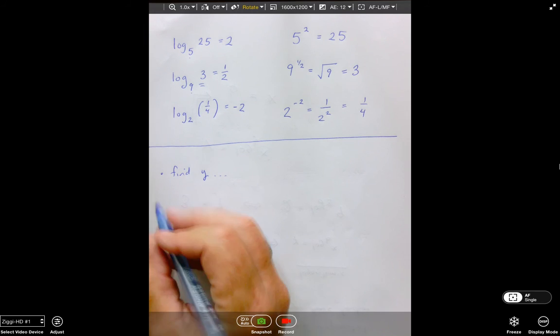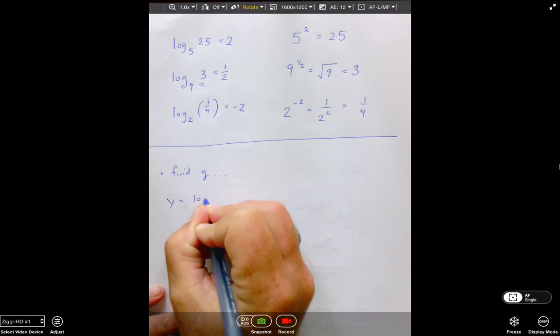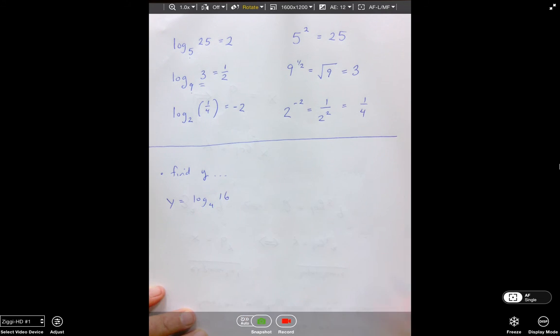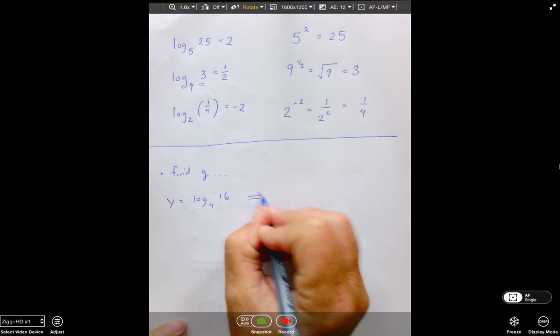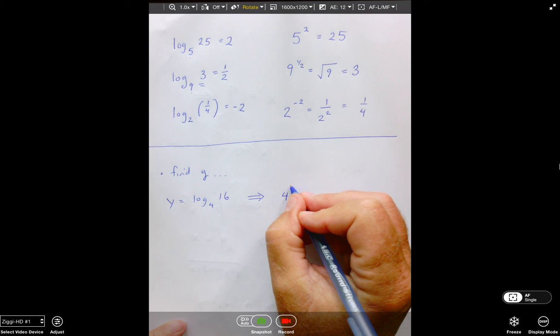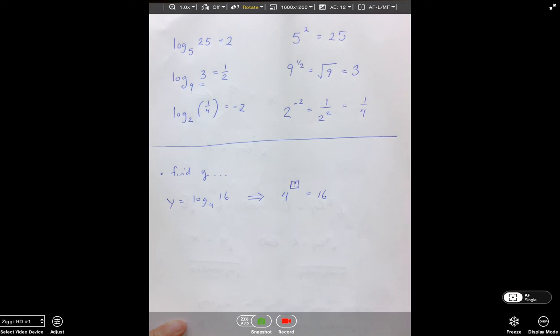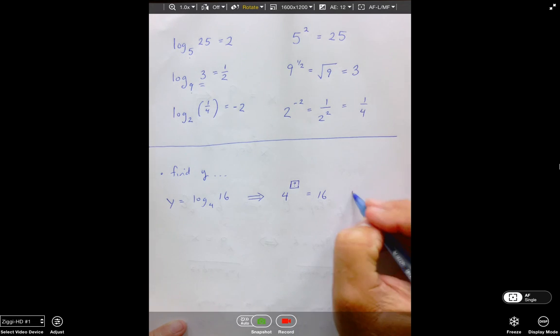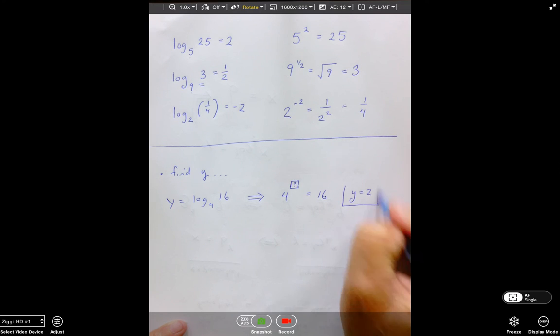Okay, let's go y equals log base 4 of 16. Essentially, what we're asking ourselves here is 4 raised to what power gives us 16? And guys, I think we all can see here that y would be equal to 2. It's simpler when our exponents and bases aren't fractions and aren't negative numbers.